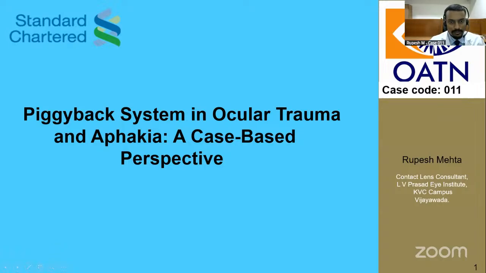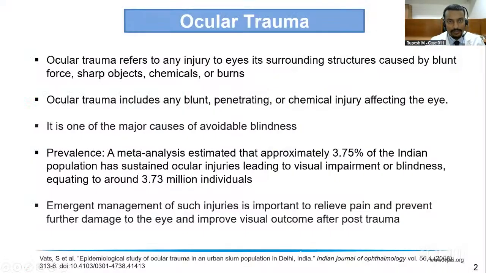Before moving to the case presentation, I would like to explain a little bit about ocular trauma. Ocular trauma refers to an eye injury along with surrounding structures, basically caused by blunt, penetrating or chemical injury that affects the eye. It is one of the major causes of avoidable blindness. A meta-analysis study estimated that approximately 3.75% of the Indian population has sustained ocular injury that can lead to visual impairment and blindness, equating to around 3.73 million individuals.